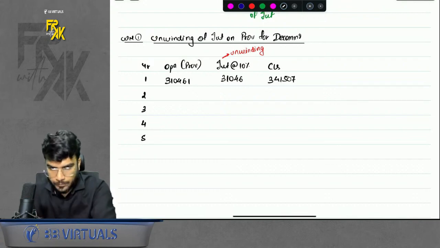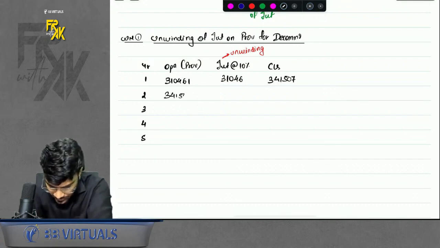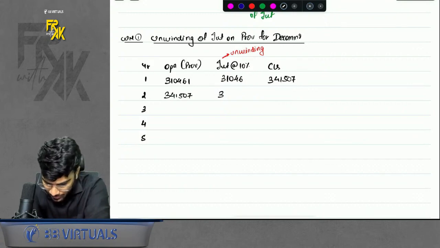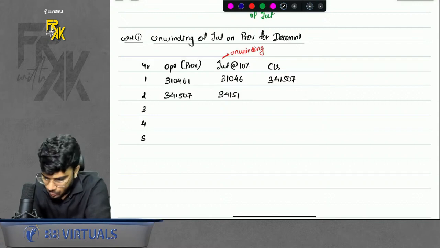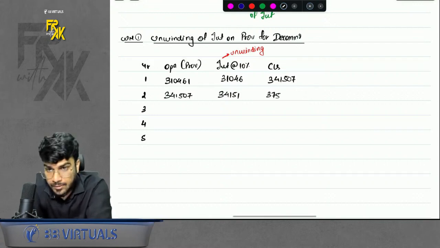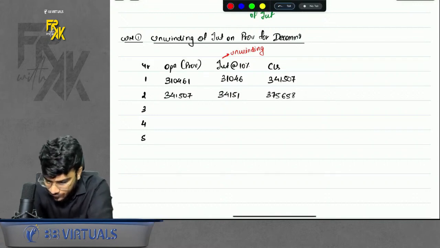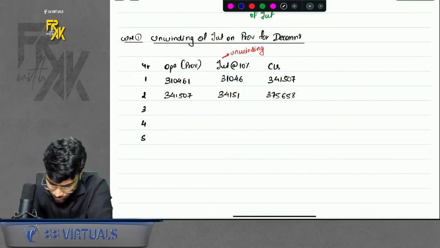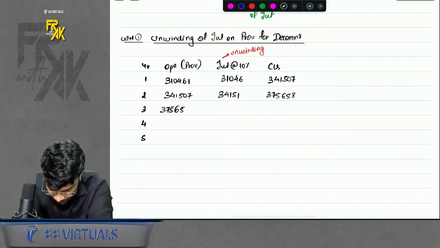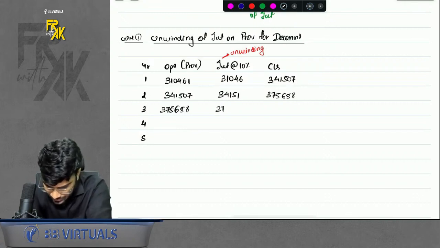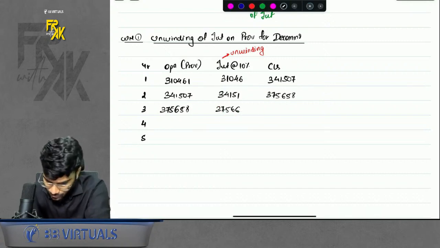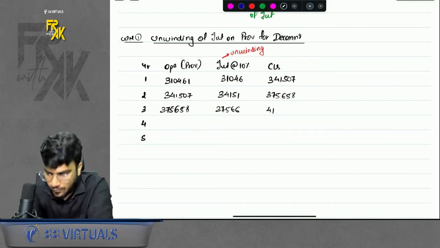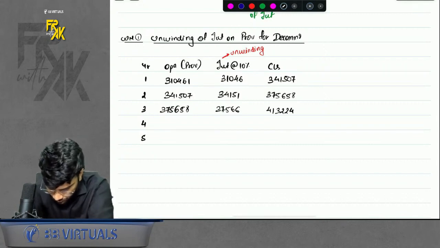341,507. Then you will say 341,507. Again apply 10%. I am rounding it off to 34151. The closing you will get as 375658. Then the closing of year 2 becomes opening of year 3. So you will say 375658. Apply 10% to it, 37566, right? Then the closing will be 413224. Then this closing becomes opening, 413224.